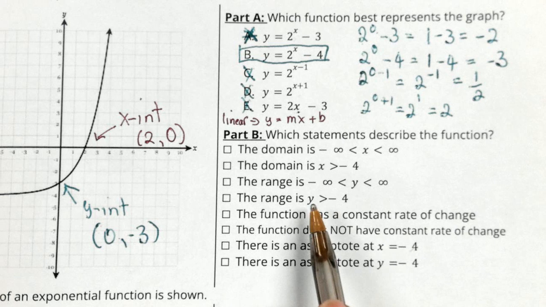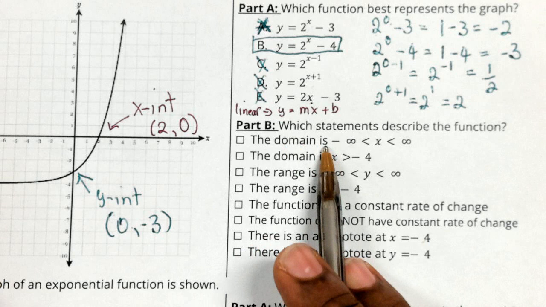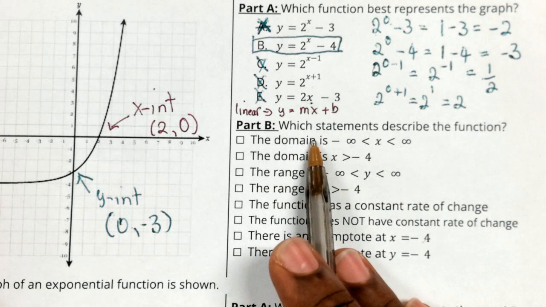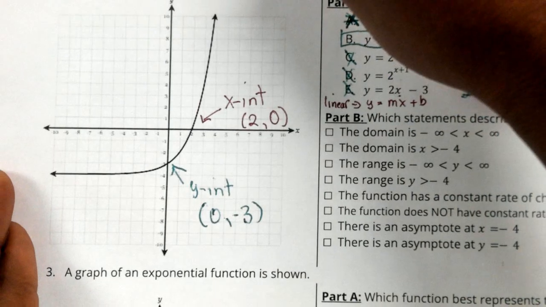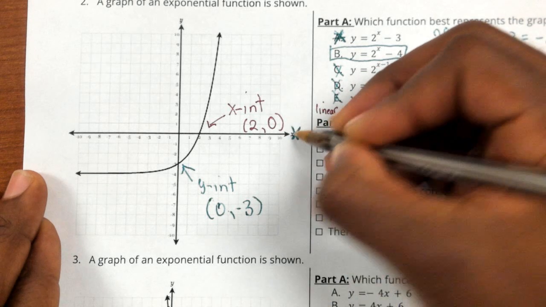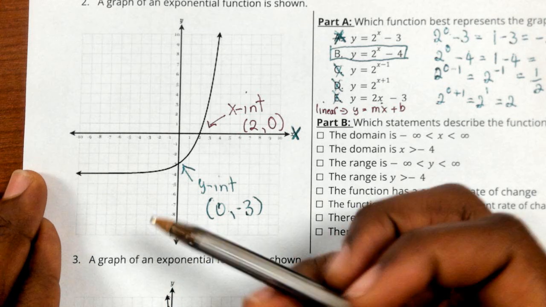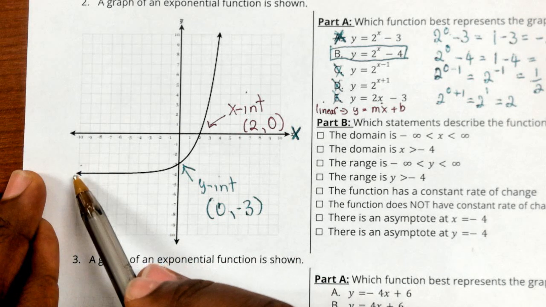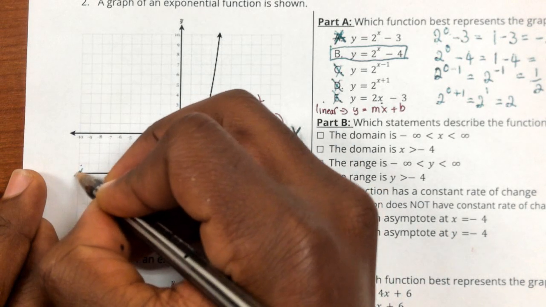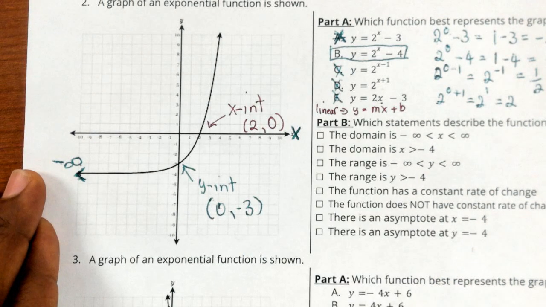So let's identify these answers down here. It says, which statement describes the function? We need to first identify what the domain is. When looking at our function, domain are your x values. So this is my x-axis, and I'm going to look at my function as it travels from left to right. It starts here, and we see an arrow here, so that means it's going more and more to the left. It's going to -infinity.